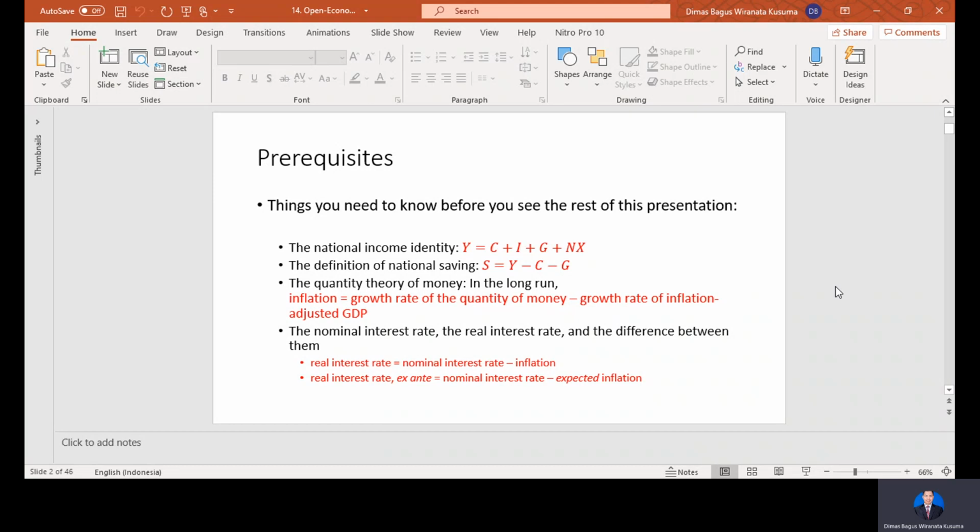The quantity theory of money: in the long run, inflation is the growth rate of the quantity of money minus the growth rate of inflation-adjusted GDP. The nominal interest rate is the real interest rate plus inflation, the difference between them. The real interest rate equals the nominal interest rate minus inflation. The ex ante real interest rate is the nominal interest rate minus expected inflation. So this is just the basic requirement before you learn the rest of the presentation.